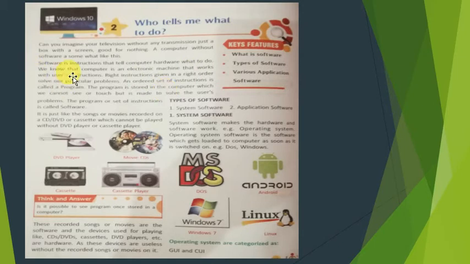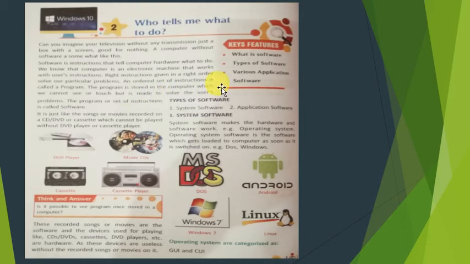Software is instruction that tells computer hardware what to do. So software tells the hardware what to do. We know that a computer is an electronic machine that works with user's instructions. So a computer works on the user's instructions. Right instructions given in the right order solve a particular problem. So the right instructions which are given in the right manner are able to solve our problems.